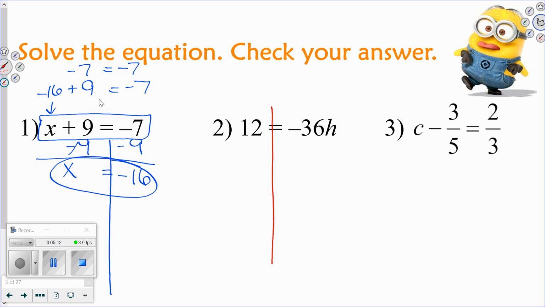Right, I have to get h by itself. How is -36 connected to the h? They're being multiplied, right? They're right next to each other. Good. So we will divide by -36.